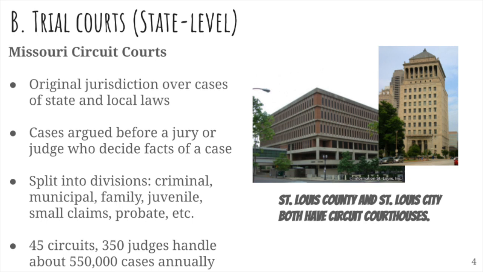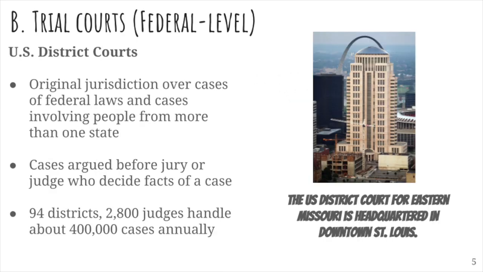And there are 45 different circuits. About 350 judges handle about 500,000 cases annually, but it's important to keep in mind that the vast majority of those cases are, again, tickets, traffic ordinance violations, things along those lines. Okay, so the federal equivalent of those state circuit courts would be the district courts.